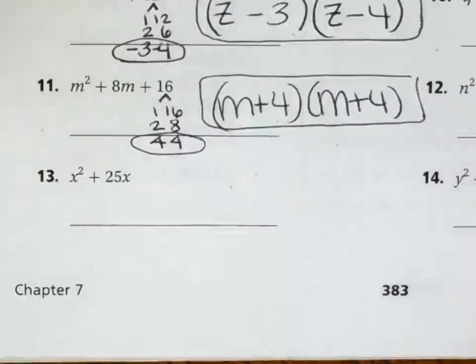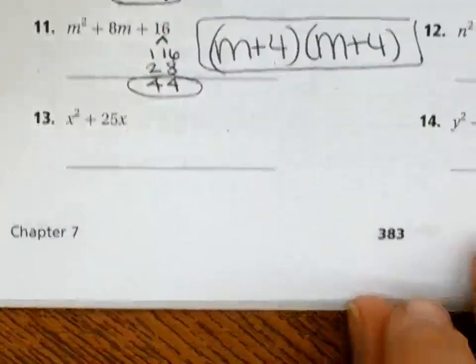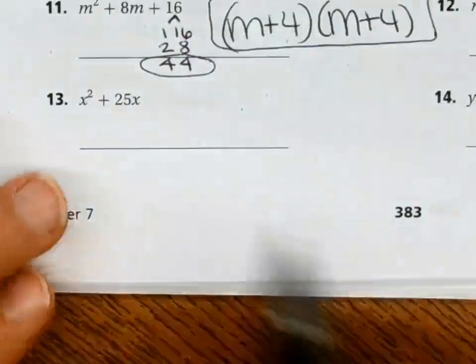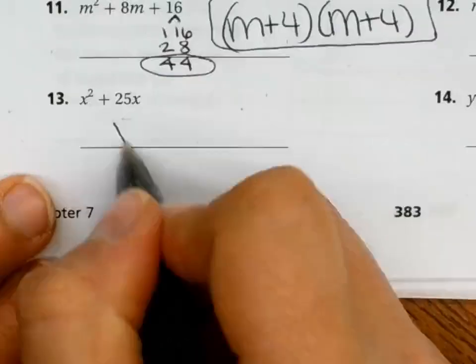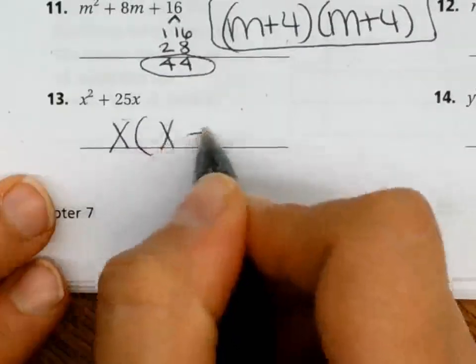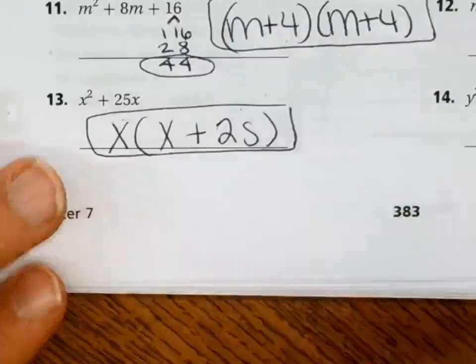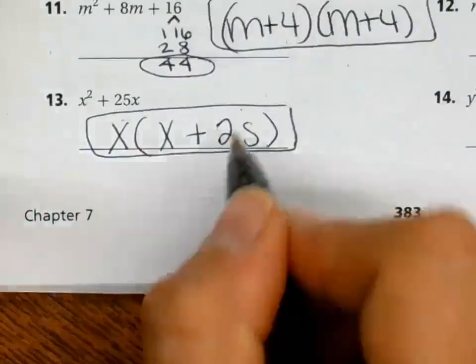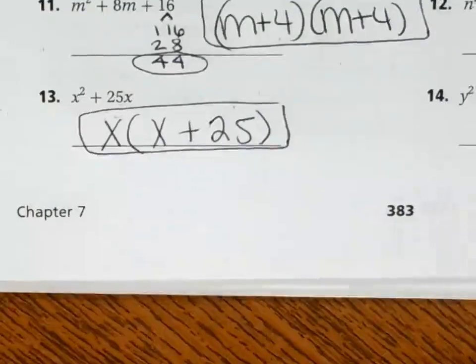So I got m plus 4 times m plus 4. Yes? The next one. This is not difference of squares, but there is something in common I can pull out. I can pull out an x. So x times x plus 25, and that is everything you can do. Try 15.